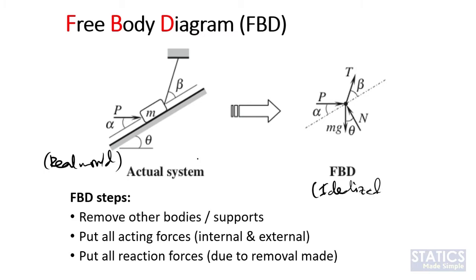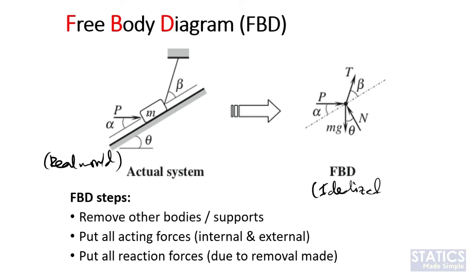In this case, we have a mass that is held by a string. This string has an angle of beta with respect to this slanted surface, while this slanted surface has an angle of theta with respect to horizontal axis. And then we have force P pushing this mass, at an angle of alpha with respect to this slanted surface.